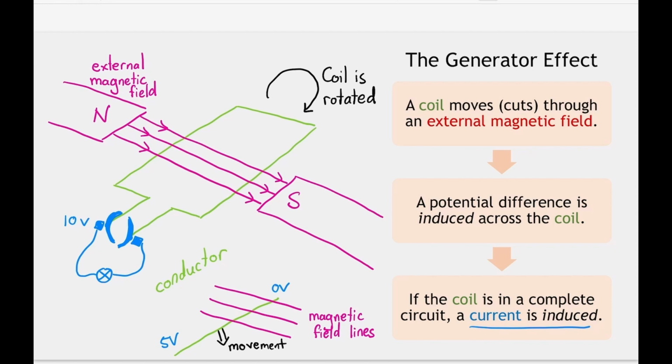For now, let's do a recap of the generator effect. We've got a coil being physically rotated and its sides cut through magnetic field lines. As they cut through, a potential difference is induced across the coil, and if the coil is part of a complete circuit, a current is induced as well. Induced is a synonym for cause or create, and we use it to talk about a current or potential difference that's being created when a coil rotates through an external magnetic field, as described by the generator effect. Try to use it in your answers, as it's a term that's mentioned in mark schemes quite often.